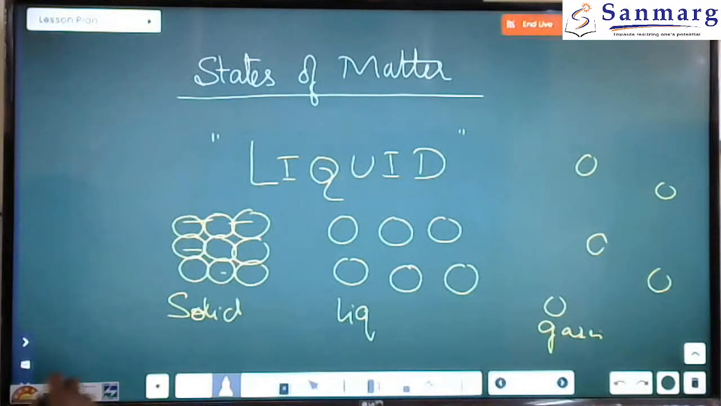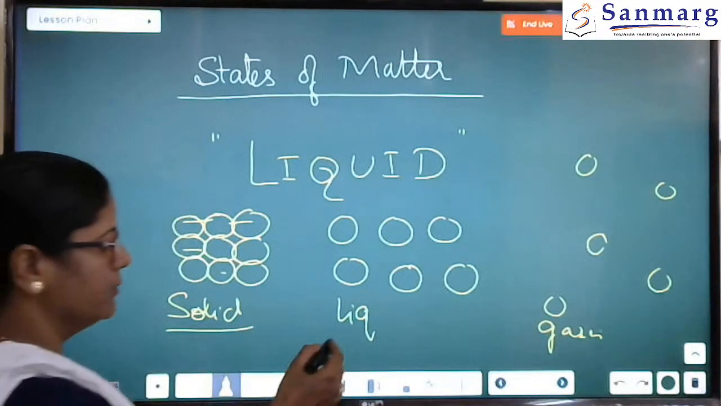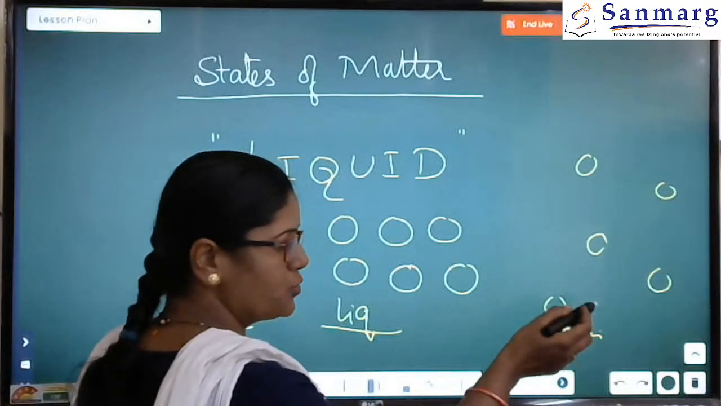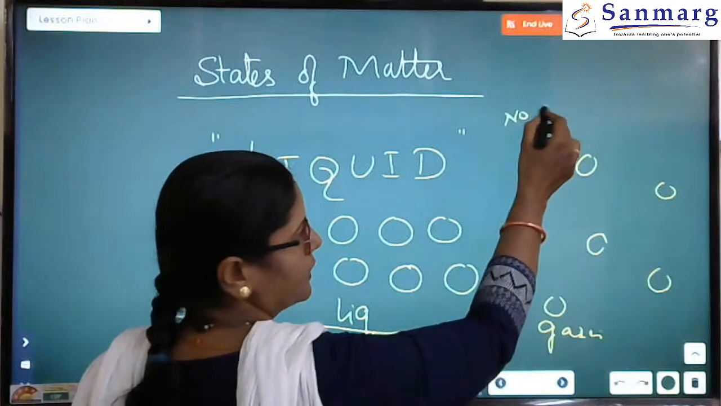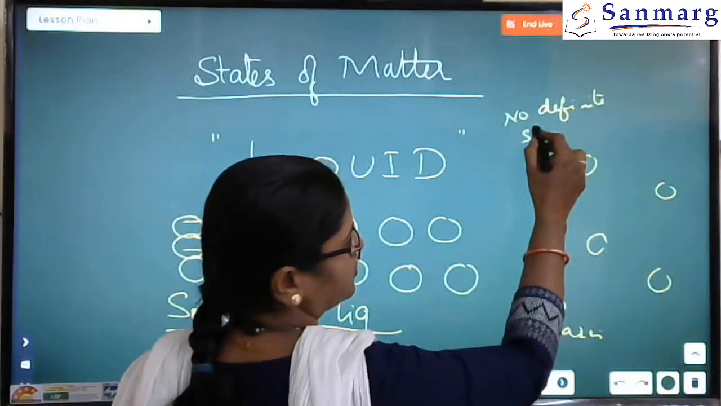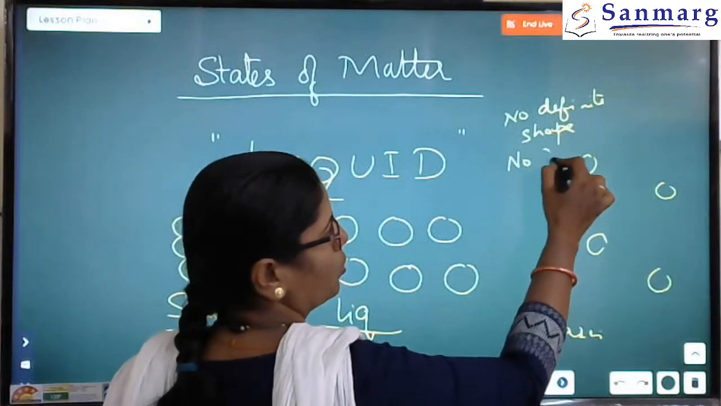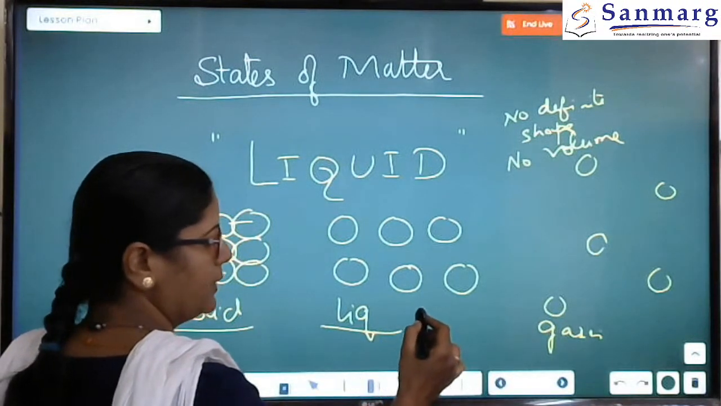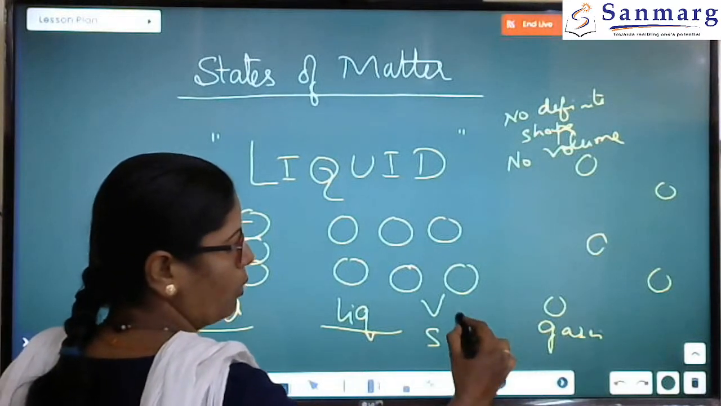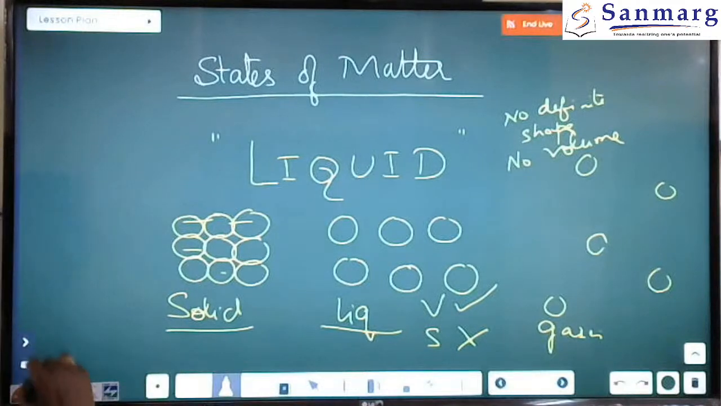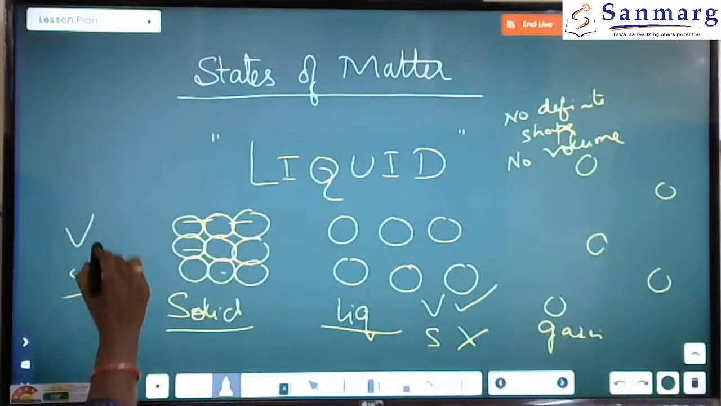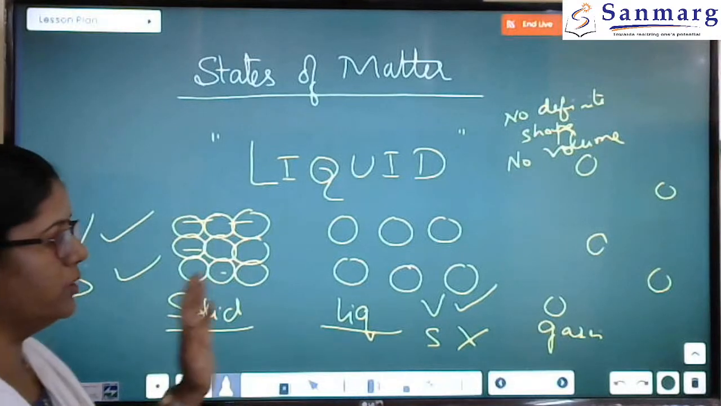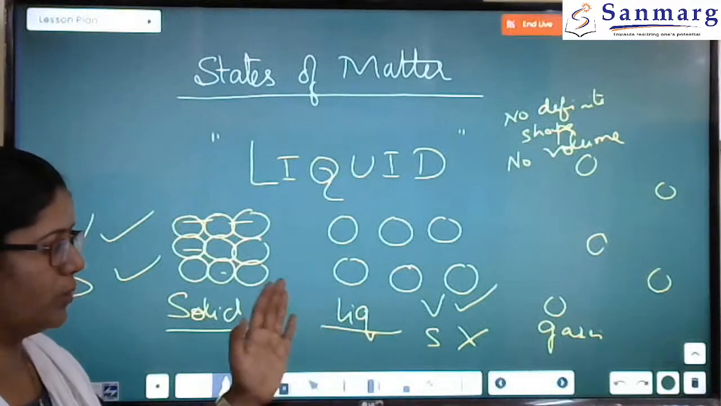Okay, so solids have definite shape and definite volume. Liquids have definite volume but no definite shape. Gases have no definite shape and no definite volume. So this was the explanation for solid, liquid and gases. All three states are interconvertible. You can convert from one form to another.